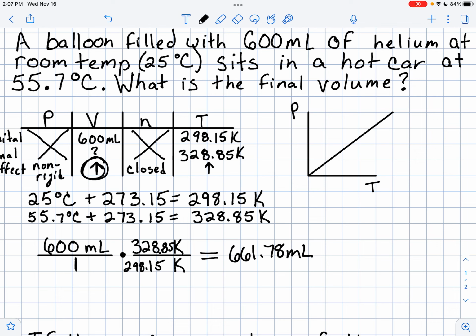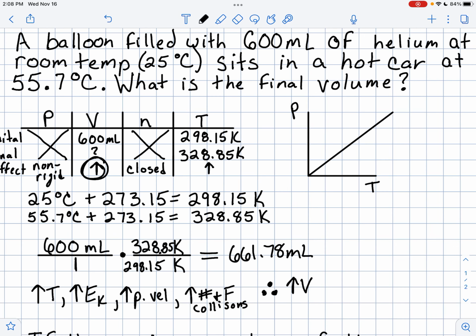The particle level reasoning is that the temperature is increasing, which means the kinetic energy is increasing, which means particle velocity is increasing, which means the number and force of collisions is increasing. Because it's a non-rigid system, this does not change the pressure. Instead, what it changes is the volume, because my system can change. So it increases the volume.